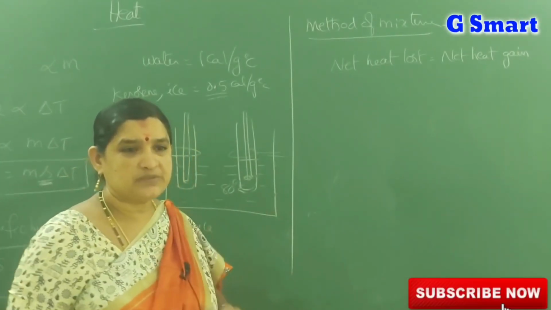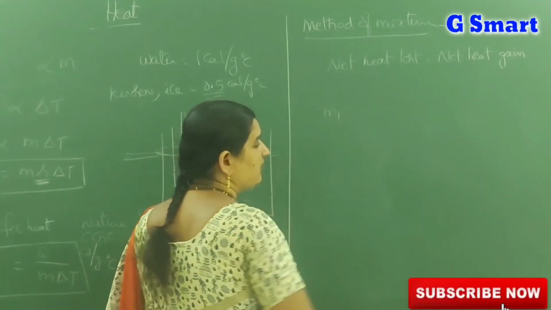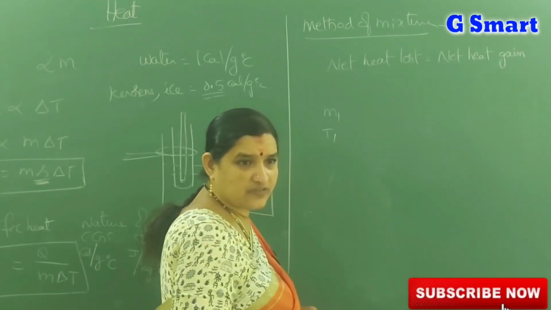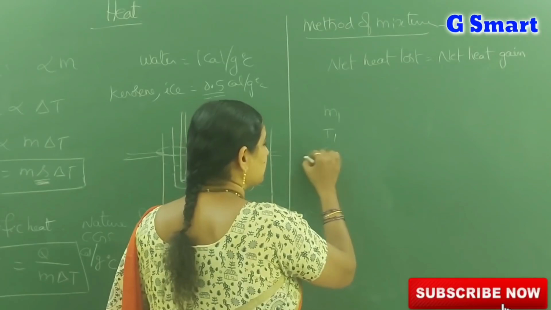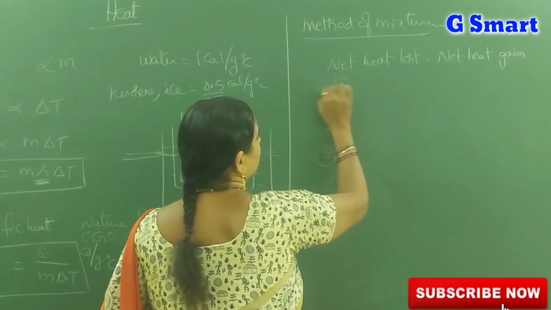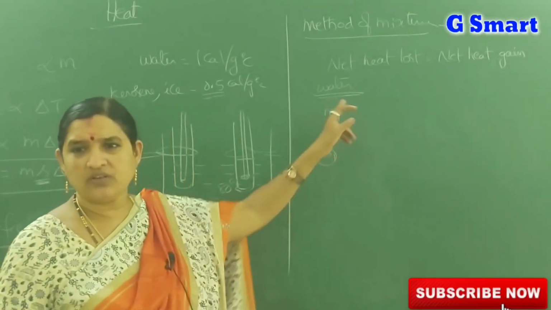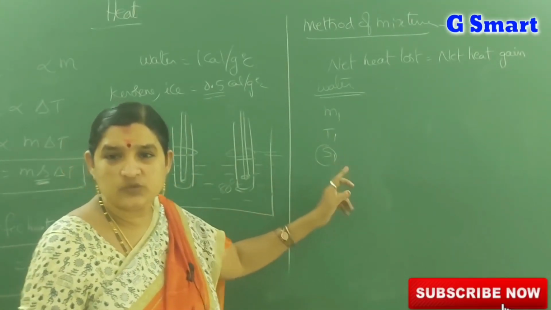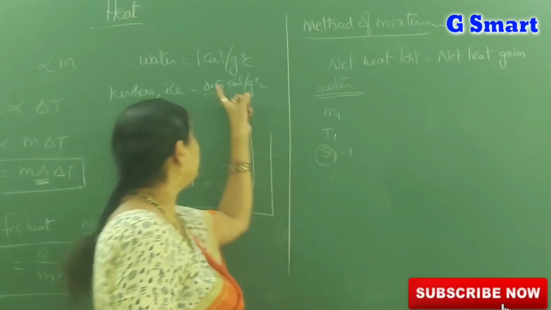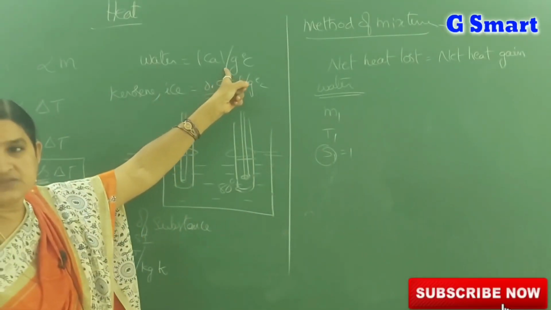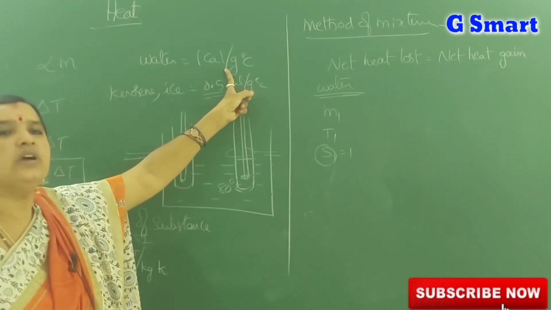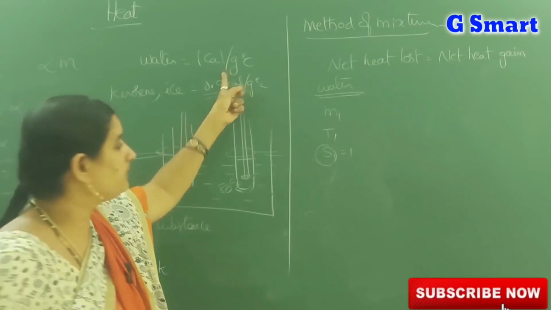Let us consider two substances of different masses. M1 is the mass of the first body, T1 is the temperature of the first body, and S1 is the specific heat, but we can take water. Consider that both are water. The specific heat of water is 1 calorie per gram degree centigrade, so no need to write it there. Other than water, you have to add the specific heat also.